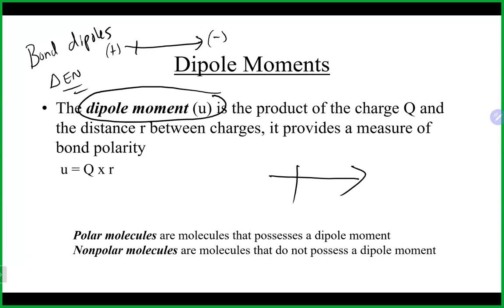Nonpolar molecules will not have a dipole moment, which means they are going to share the electrons equally over the entire molecule. Essentially it's a neutral molecule. There's not a side that's more positive, and there's not a side that's more negative or anything like that.